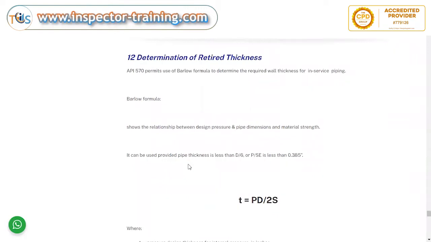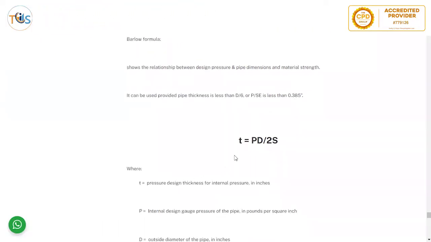Determination of required thickness. API 570 permits use of the Barlow formula to determine the required wall thickness for in-service piping, which is for t less than D/6 or P/SE less than 0.385. Most of the pipes are there, right? The wall thickness is less than 1/6 of the diameter. Most of the pipes have wall thickness less than 1/6 of the diameter. So this formula applies, otherwise some other formula you have to use.